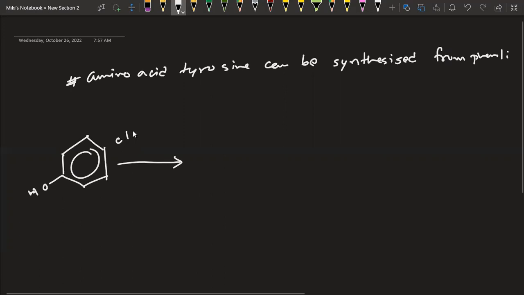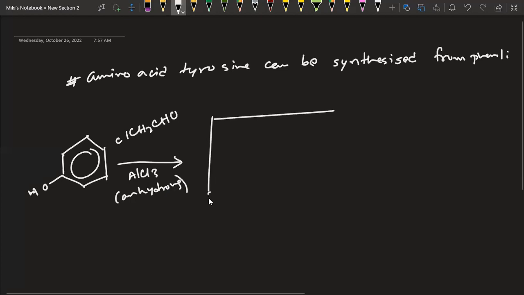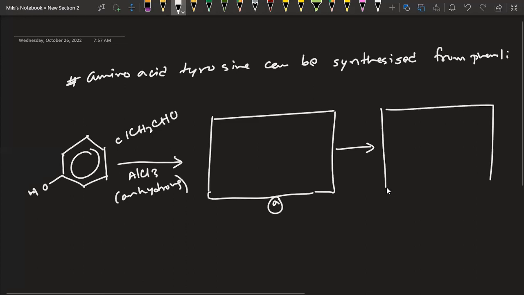Now the reagents are, let's say, Cl, CH2, CHO, AlCl3, anhydrous. So it gives us a certain product which we need to find. This is, let's say, product A. From product A, through some reaction, let's say we get product B.